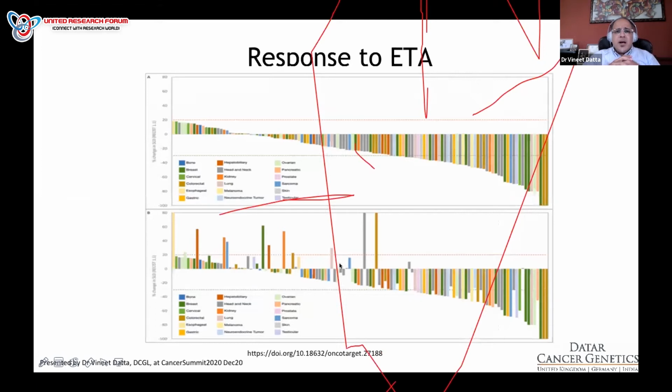I'm not quite sure how those red lines have evolved. It hasn't been me, but I'm going to just carry on with the presentation.